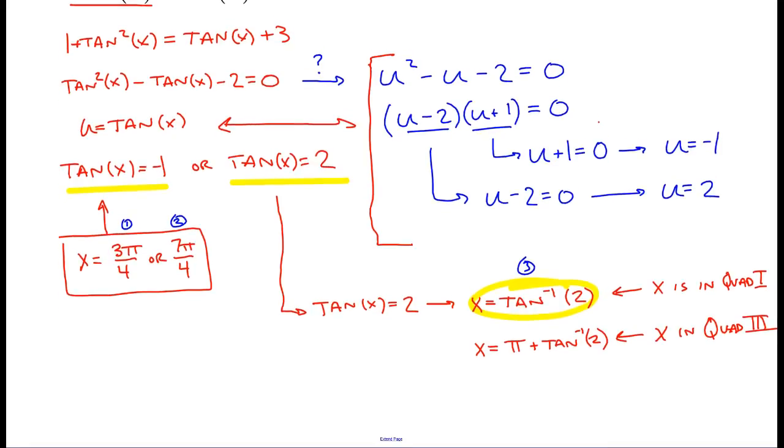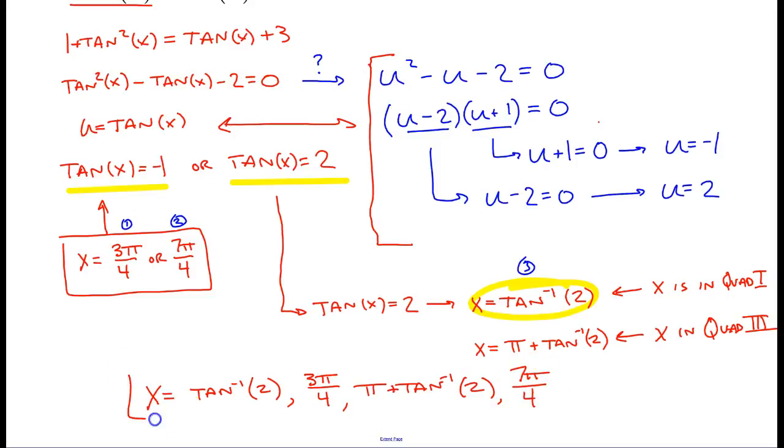So let's go ahead and write all of those out. I'll write them in increasing order. It's going to look kind of crazy. So I have x equals tan inverse of 2, 3 pi over 4, pi plus tan inverse of 2, and then 7 pi over 4. Okay, that's my final answer.